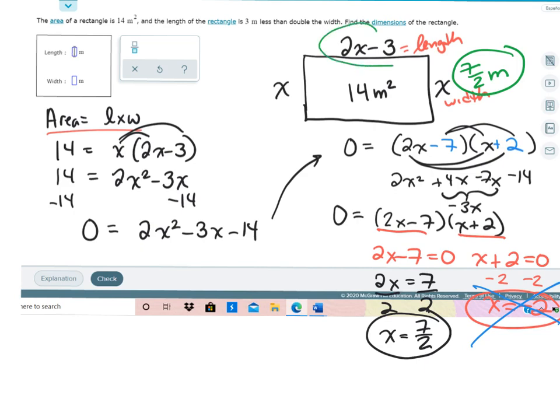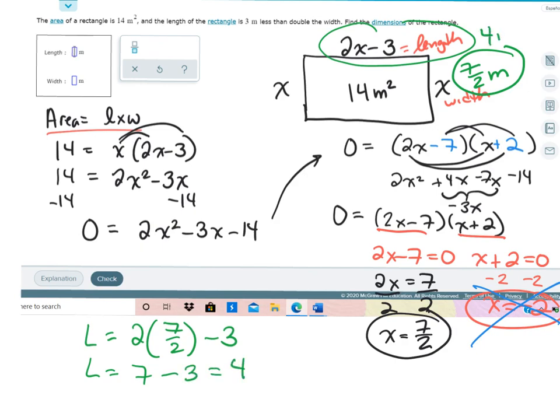Now for length, remember I have length is 2x minus 3. So the length is going to be 2 times x, which is 7 over 2, minus 3. So 2 times 7/2 is 7. 7 minus 3 is 4. So the length is 4 meters. So this would be 4 meters for the length and 7/2 for the width. You can also check it if I were to do 4, which is the length, times 7/2, which is the width. Not surprisingly, I get 14.